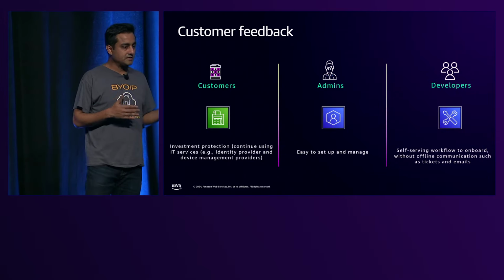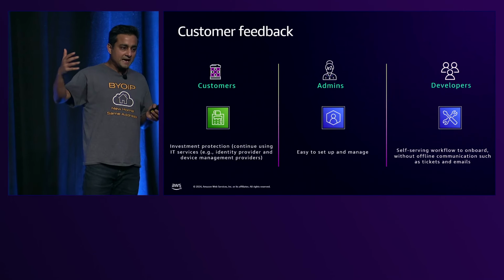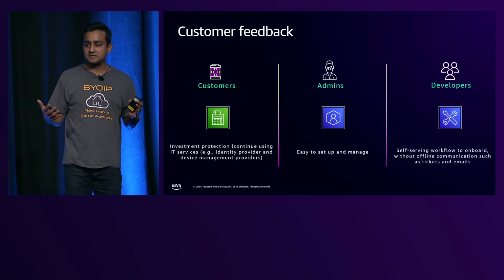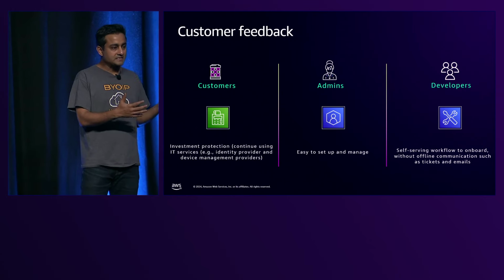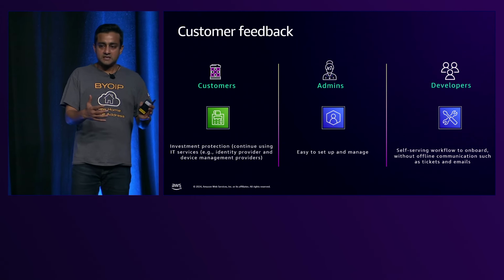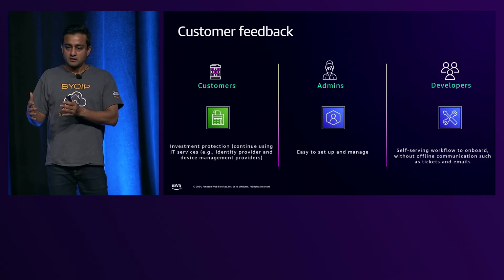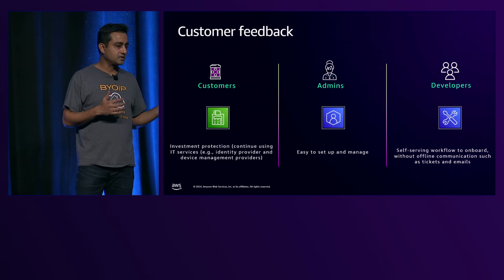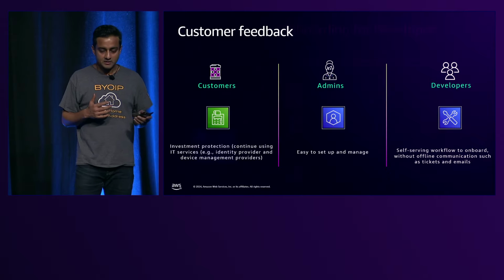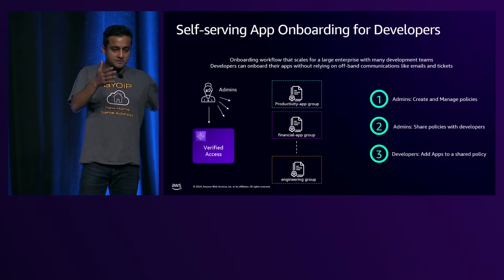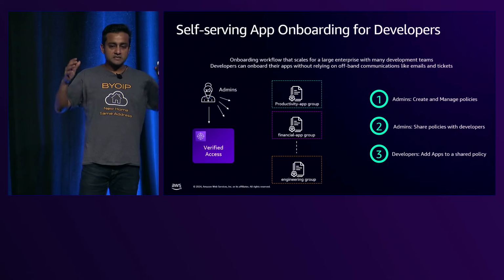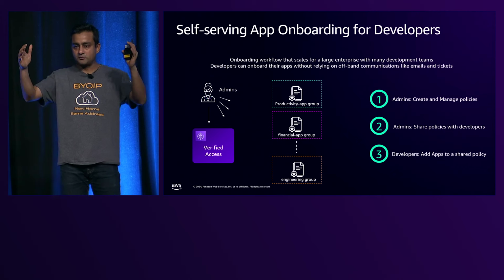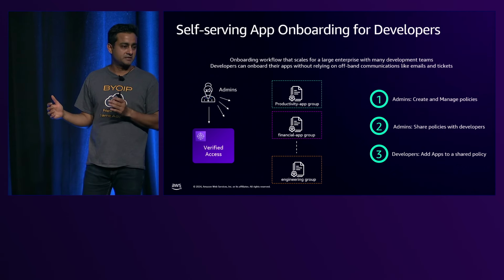The third stakeholder here is actually the developers, because they are writing all these applications and they want to onboard and productize the application as seamlessly as possible. So Verified Access supports a seamless onboarding mechanism for the developers. From the developer's perspective, it doesn't need any backend communications like emails or tickets to onboard their applications. And how does it happen? The administrator writes policies. An administrator can say that, hey, this group of policies is for my productivity applications. This group of policies is for my finance application, and this group of policies is for my engineering applications.